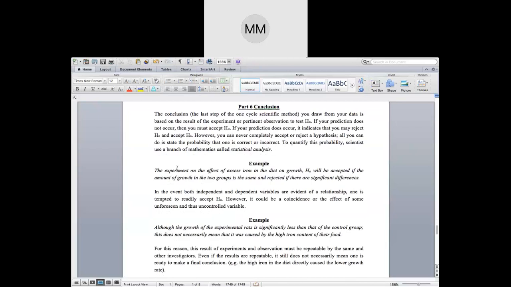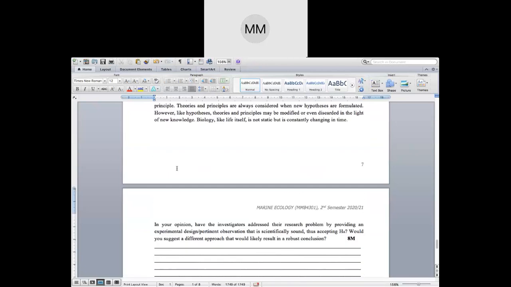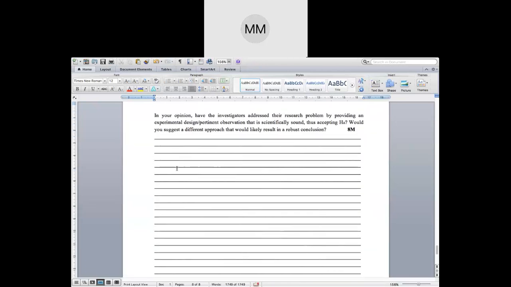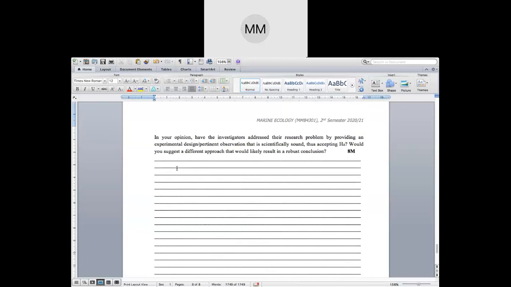So, coming to the conclusion, this one is a little bit tricky because I want you to think more holistically. In your opinion, have the investigators addressed their research problem by providing an experimental design that is scientifically sound, thus accepting the alternative? And would you suggest a different approach? I would really want to see how you give criticisms for this paper.